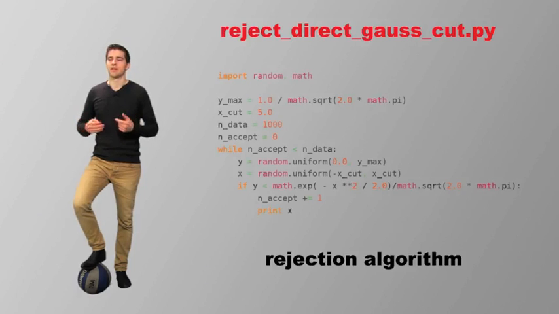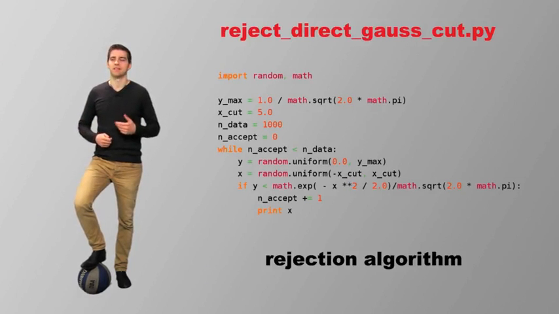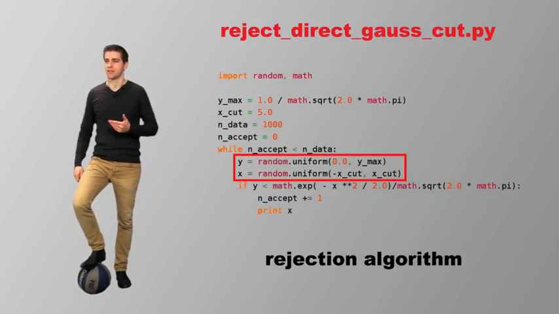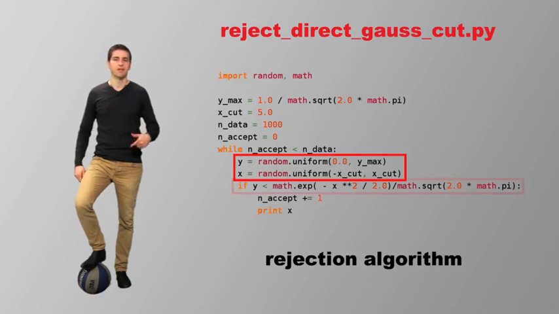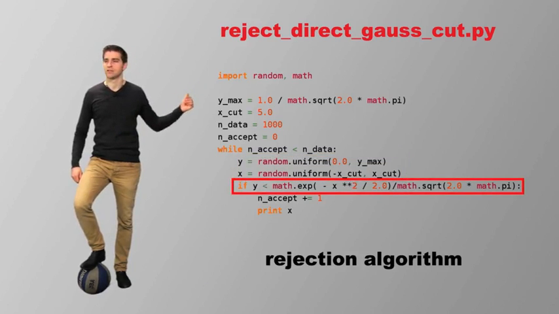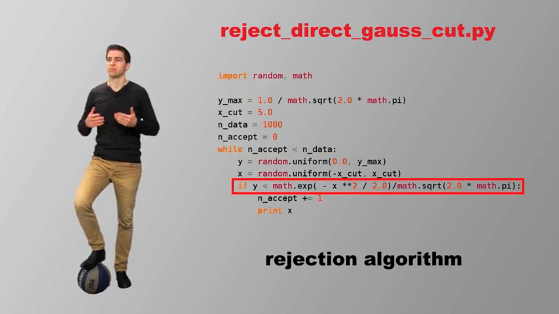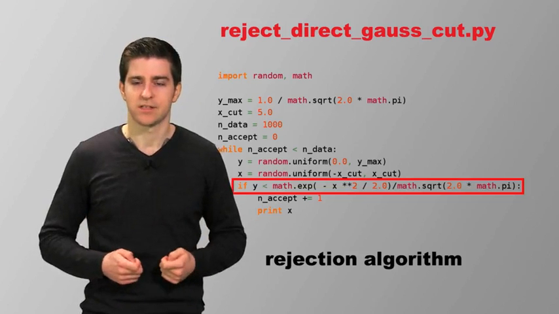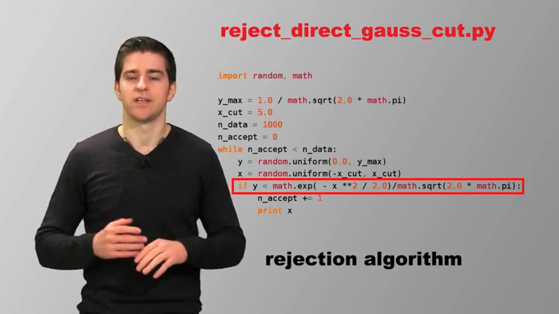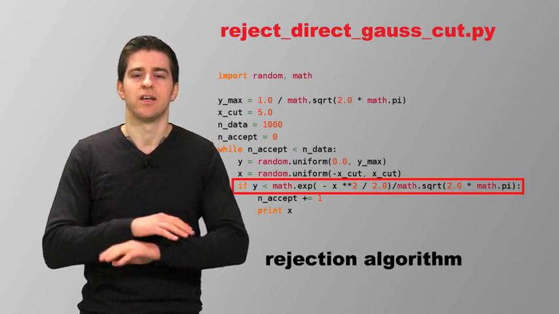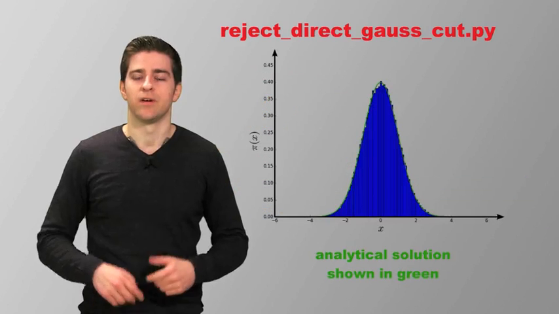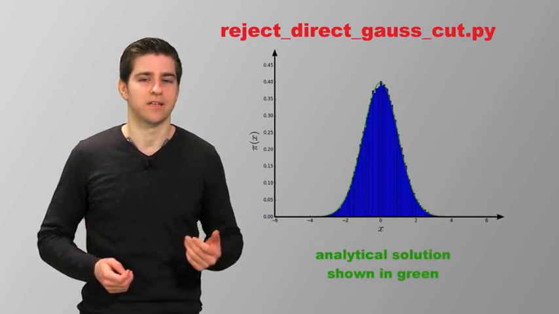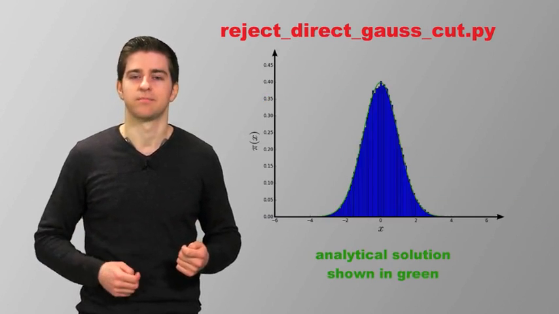In Python, our newest pebble game can be implemented as follows. We first select a random position within the rectangle. Then we check whether it is above or below the Gaussian curve. And only if it is below, we accept it. With this direct sampling rejection algorithm, we again sample the Gaussian distribution very nicely. But note that we had to introduce this inelegant cutoff at -x cut and x cut.